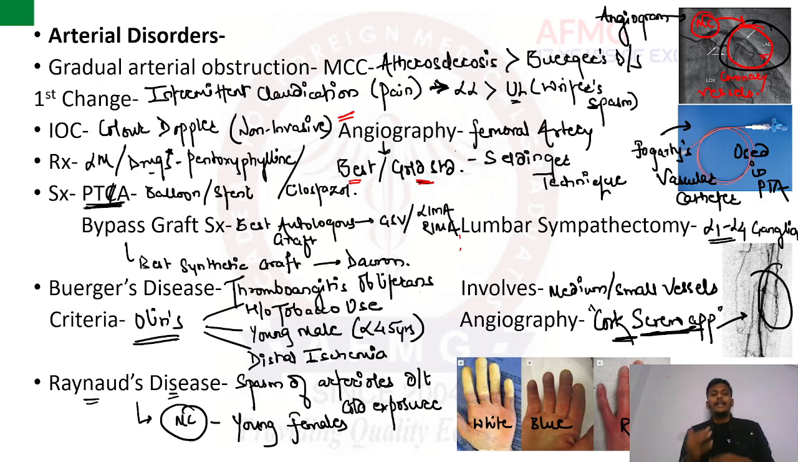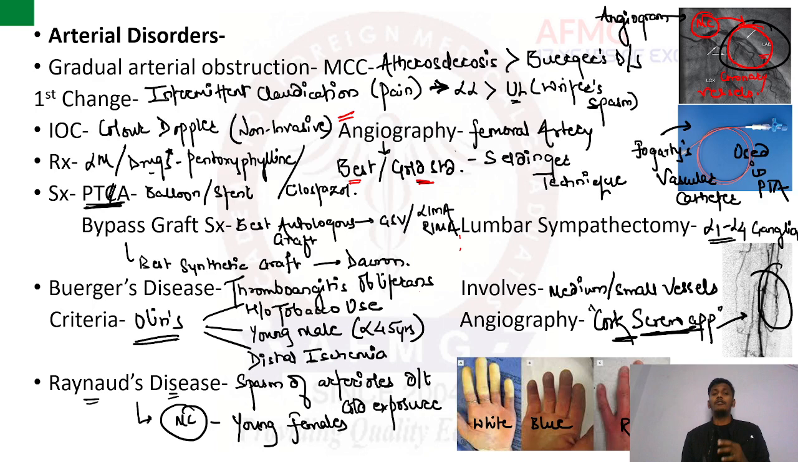Very good. Then if we talk about the treatment of gradual arterial obstruction, the first thing would be lifestyle modifications. Why? Because the most common cause was atherosclerosis. It is usually seen in morbidly obese patients, or patients with some comorbidities. Therefore, lifestyle modification should be the first choice. Like the patient should be asked for a brisk walk, to reduce the weight, and to quit smoking. So all of these would be lifestyle modifications.